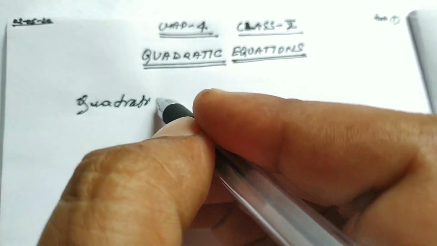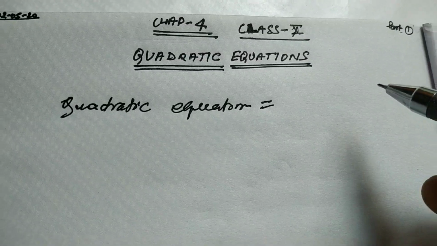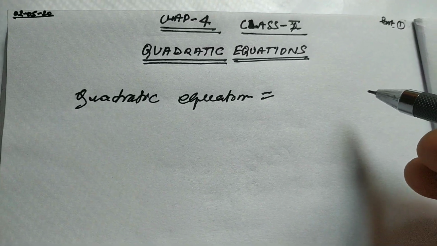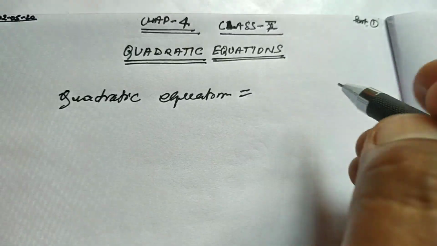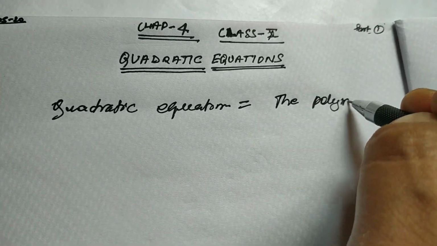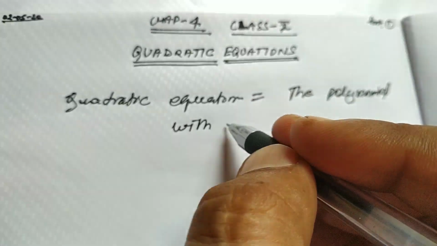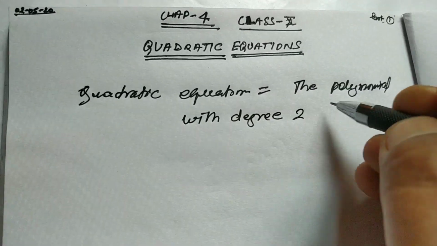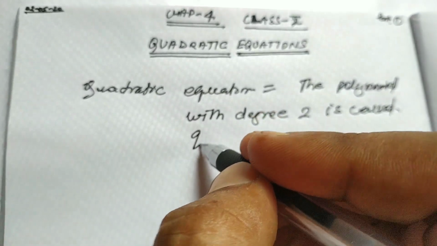First we have to understand what quadratic equations are. We have already discussed quadratic equations in the previous classes. Just check it, I'm going to write this one. This is a polynomial. The polynomial with degree 2 is called a quadratic equation.